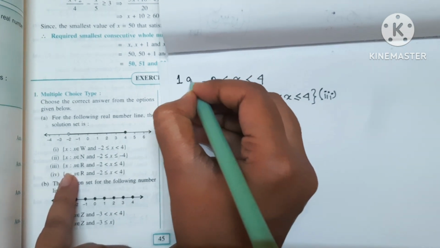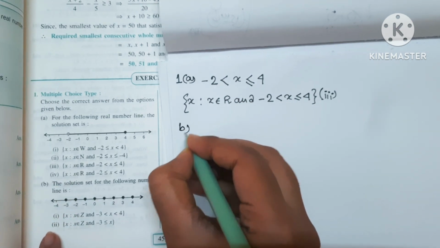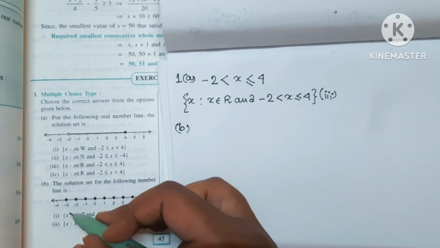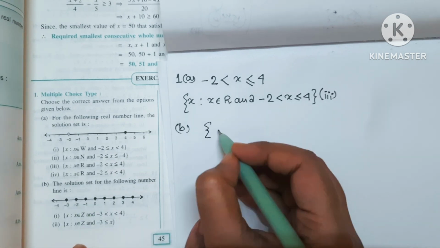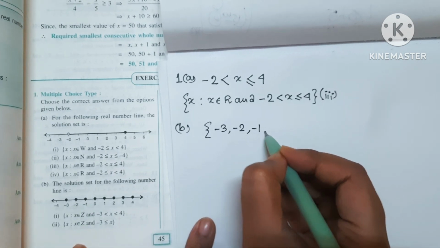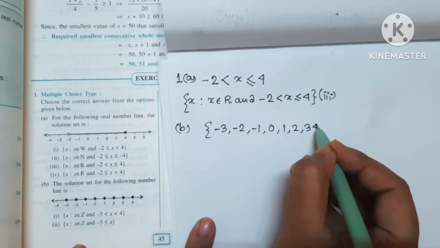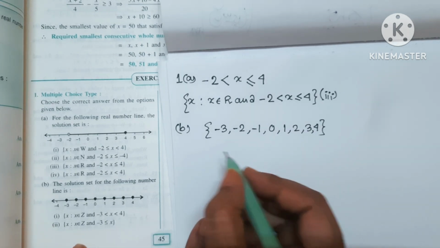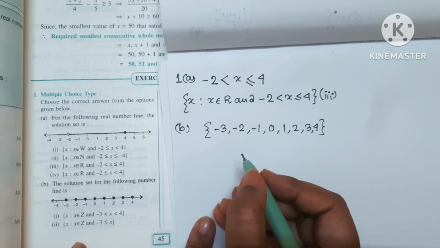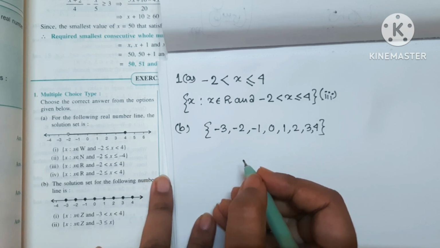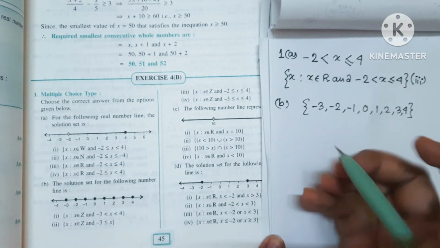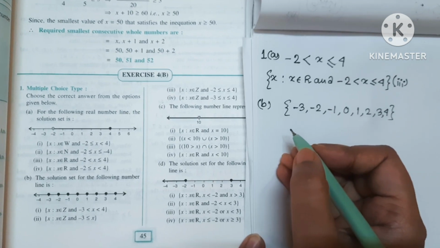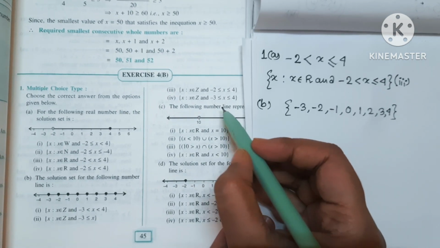This is question number 1A. In case of question number 1B, see the question, see the number line. These are discrete points and -3, -2. So the solution set is -3, -2, -1, 0, 1, 2, 3 and 4. Okay. So here we are considering, so let's see the rest of the options. See the last one.